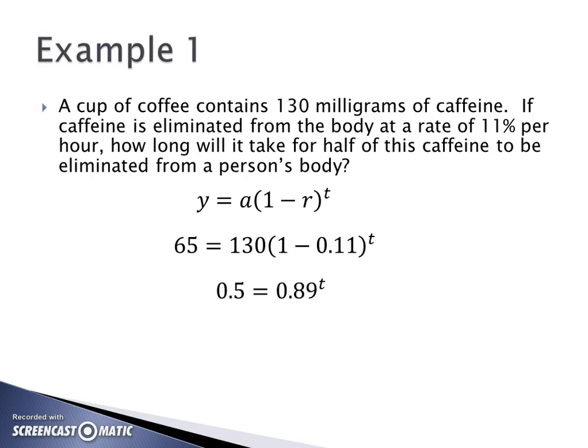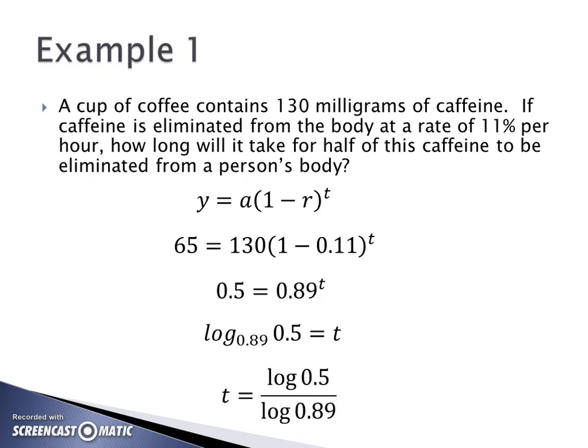And then we're going to solve this as a normal logarithm. So we're going to do log base 0.89 of 0.5 equals t. And then we do change of base, log 0.5 divided by log 0.89, which gives us about 5.95 hours. Okay, so that's our first example.